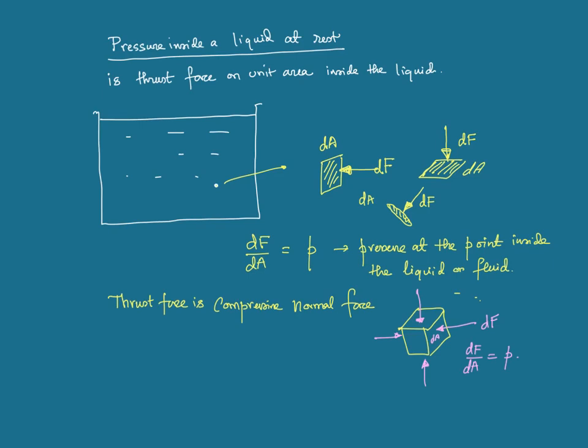I mean, if this is a very small body, then you consider this dA as the area and dF as a small thrust force on the small area. That is how you calculate pressure at a point. To calculate pressure at a point, you have to make the body very small, almost length, breadth and height are very small. That is what a point is all about.